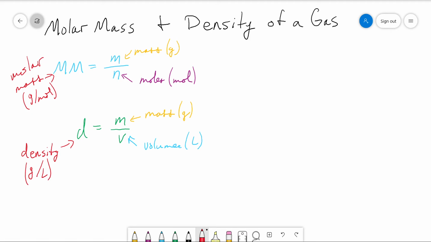And just remember, molar volume at STP, and that's any gas, is 22.4 liters. So 1 mole of any gas will take up 22.4 liters. So what determines the density of a gas at a given volume? It's molar mass. The larger the molecule, the denser the gas. The smaller the molecule, the less dense the gas, okay? Because the only thing that changes is that molar mass, and that's what affects the density.